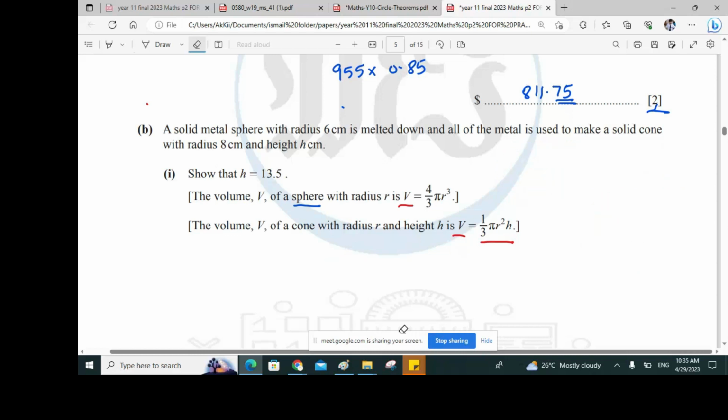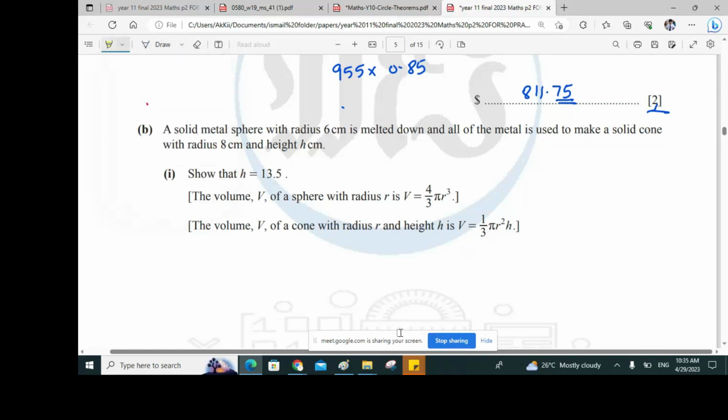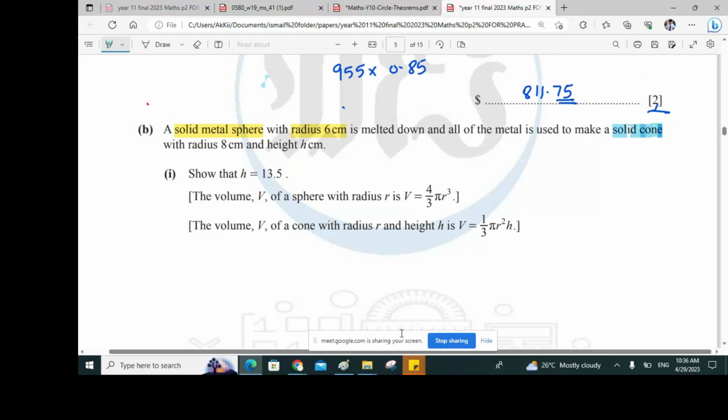Now look, let us read the question and highlight the main important points in it. There is a solid metal sphere, its radius is 6 centimeter, and it is melted down to make solid cones. It is melted down to make solid cones, and its radius is this much. This is the radius of it, right?